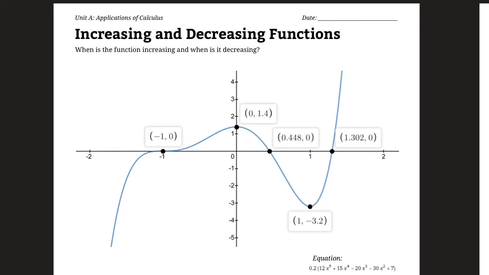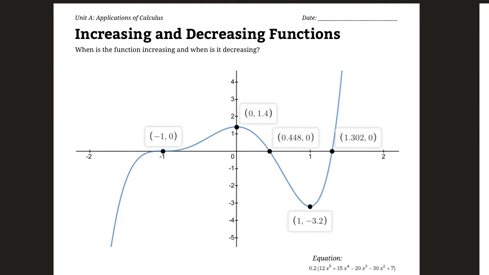In this video, we're going to talk about extreme values, or critical points as they're sometimes called, and how to tell if critical points are local maxima, local minima, or neither. So first of all, increasing and decreasing. When is the function increasing and when is it decreasing? What that means is, as we're moving along from left to right, what is the function doing? Is it going up or is it going down?